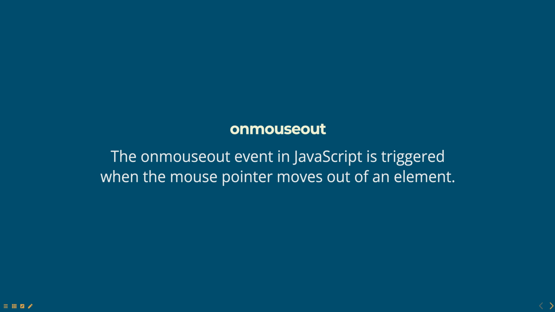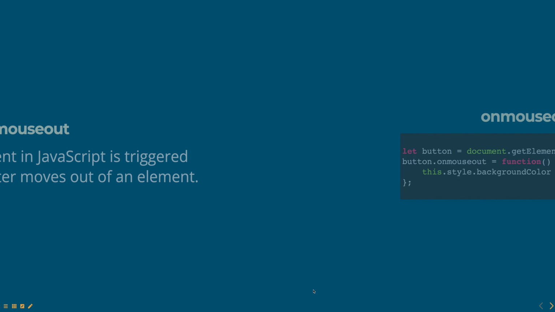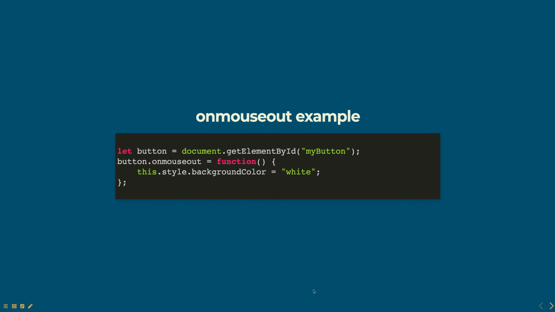For example, you can use the onmouseout event to change the background color of a button when the mouse pointer moves out of it. In this example, the onmouseout event is attached to the button element with the ID myButton. Using the onmouseout property, when the mouse pointer moves out of the button, the function inside the onmouseout event will be called and will change the background color of the button to white.